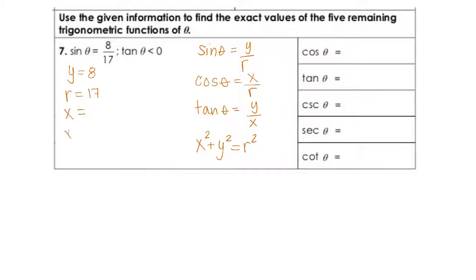So we're going to have x squared plus 8 squared equals 17 squared. And this is a Pythagorean triple. I want to say x would have to be 15. X is 15. And we can do all the calculator numbers, but I'm pretty confident that's 15.